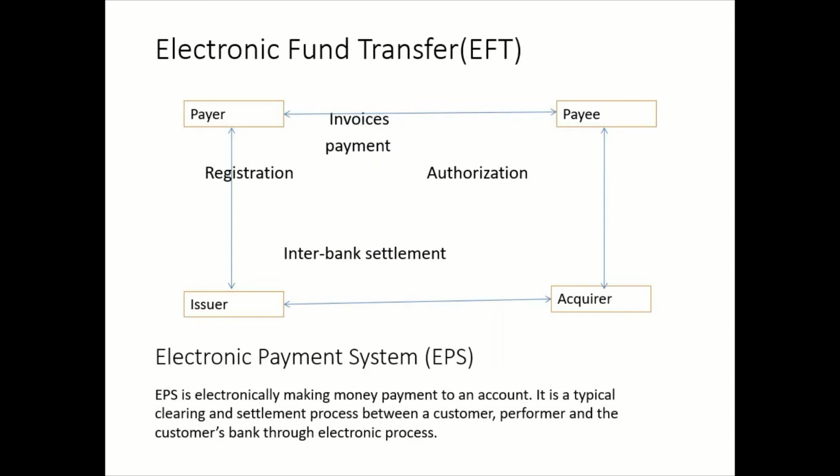The issuer and the acquirer can be from the same financial institution or they belong to different financial institutions. So this entire process of transferring funds electronically is also referred to as electronic payment system. It is electronically making money payment to an account. It is a typical clearing and settlement process between customer, performer and the customer's bank through electronic process.